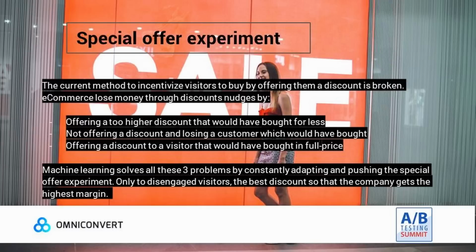So machine learning will solve these three problems by constantly adapting and pushing the special offer experiments only to the disengaged visitors. So instead of pushing 10% to everyone, maybe you could push 5% to a visitor who is on their third visit and whatever, because we don't know. That's for the machines to algorithmically learn. And in this manner, you keep as much of the margin as possible as a retailer.